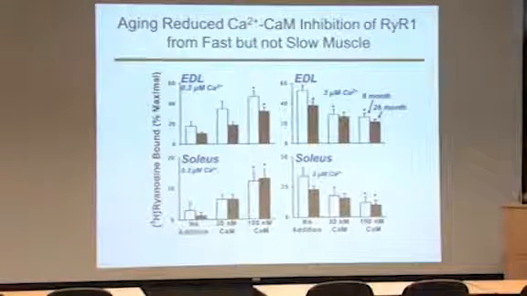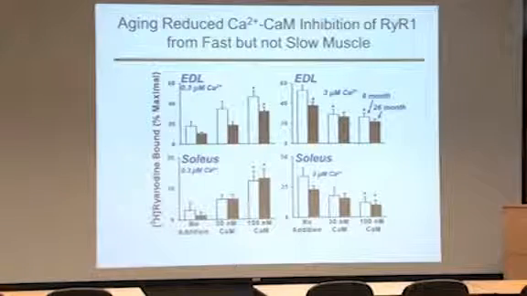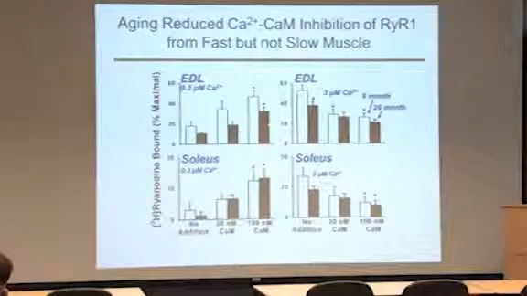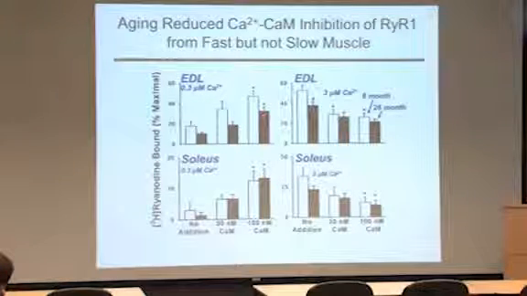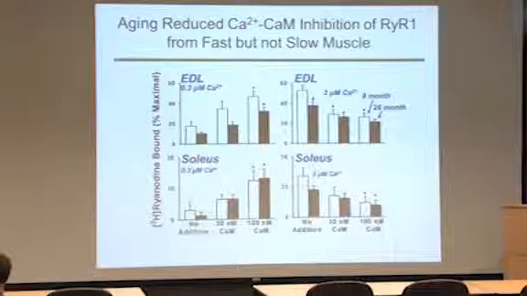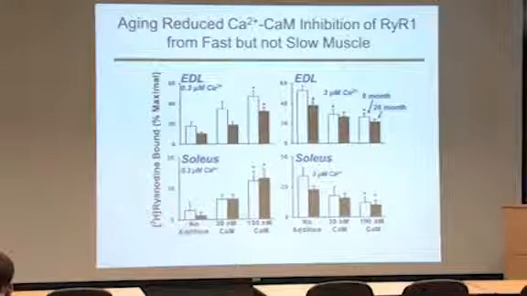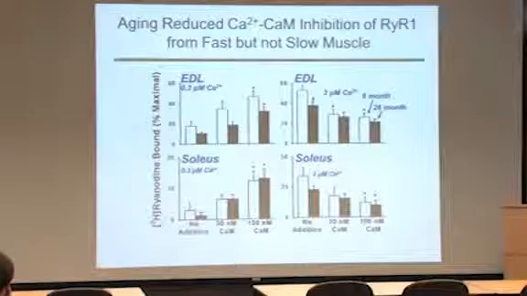Calmodulin activation, so this is low calcium concentration. This should be apocalmodulin. We see that the open symbols are the young muscle, filled ones are the old muscle. Apocalmodulin activates both the EDL, or ryanodine receptors, from fast and slow muscle. The inhibition, though, is impaired. This is calcium-bound calmodulin. There's no addition, then an increase in concentrations of calmodulin.